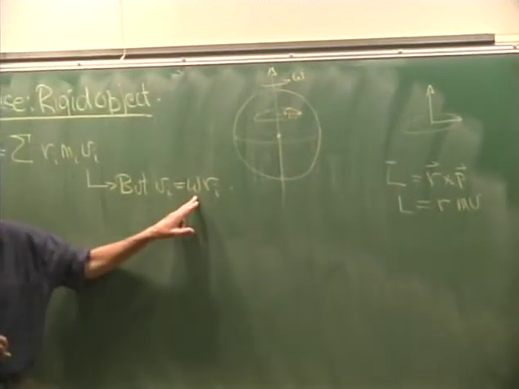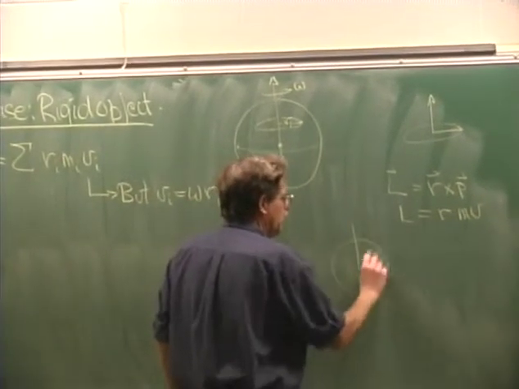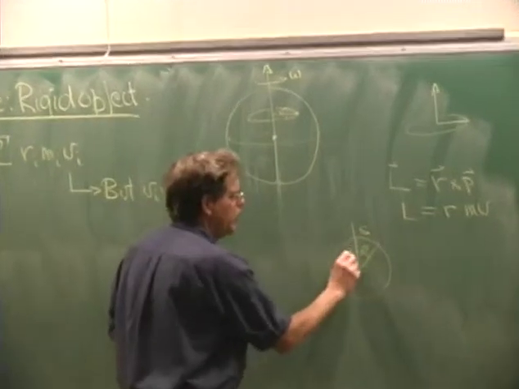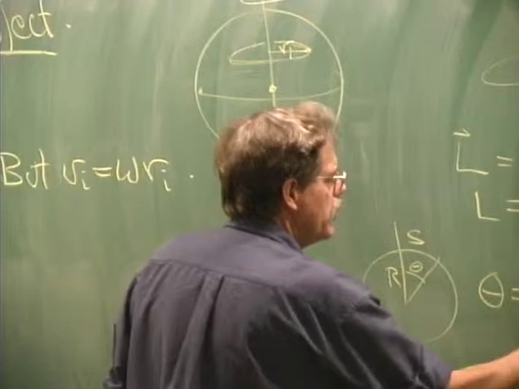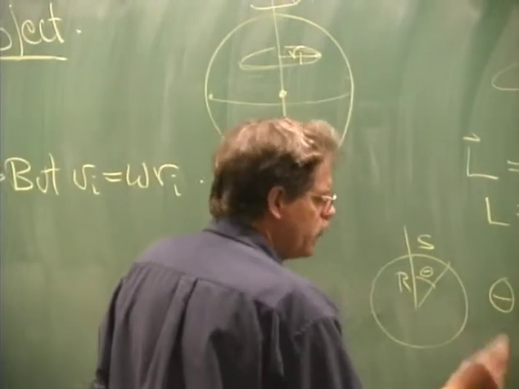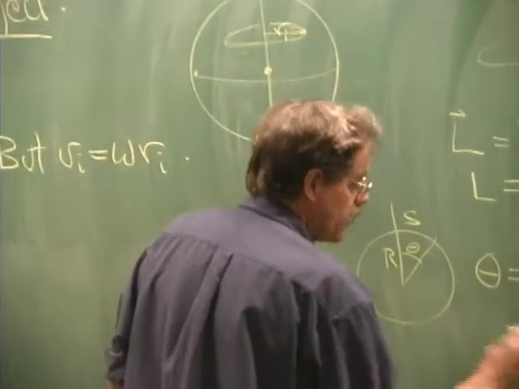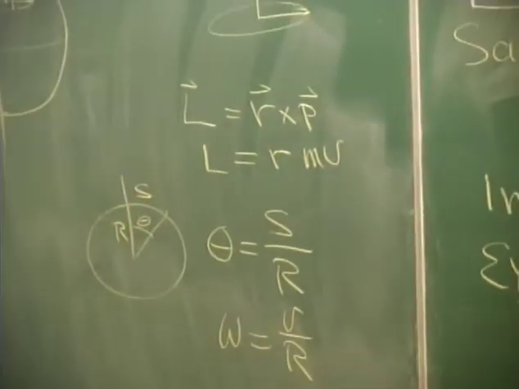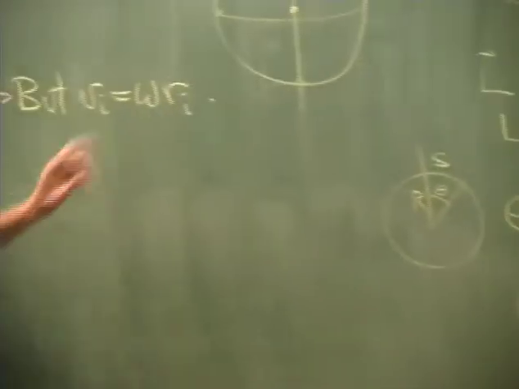You look dubious about that. Remember how we did that originally? Arc length s, angle theta, and the radius. Theta, the angle in radian measure, is arc length over r. Differentiate with respect to time, and you get omega is equal to the derivative of s with respect to time, that is v, over r. That's what I'm using here. v is equal to omega times r.